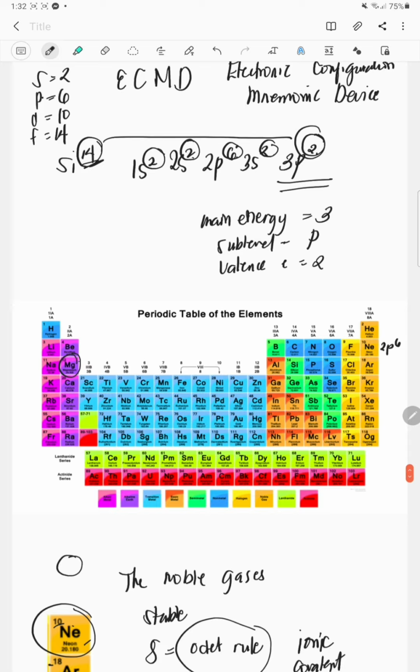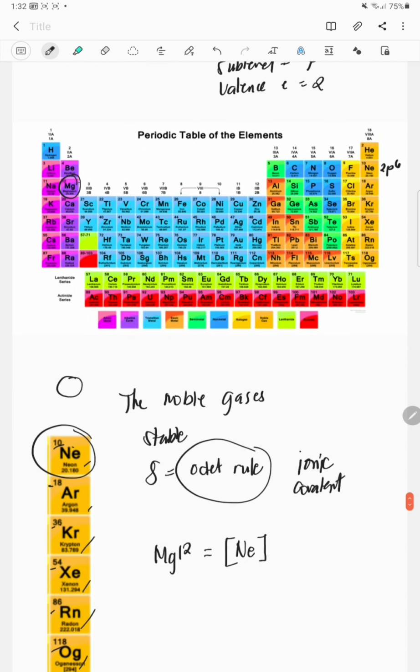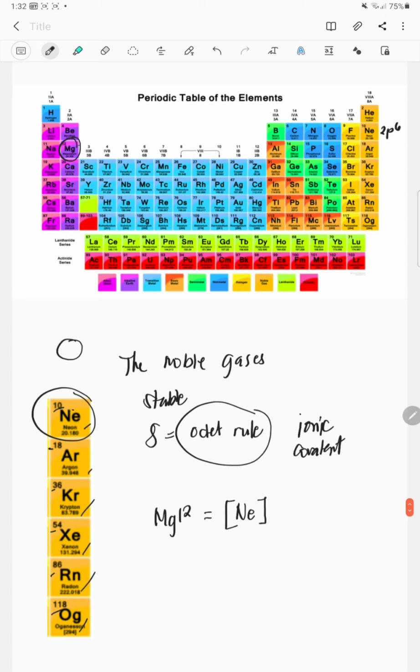So, kung titignan mo dito, 2p6 kasi, balik tayo dito. 1s2. So, 2 na yan. 2s2. 2 na rin. 2p6. So, ilan na? 10 na. So, ilan ang idadagdag mo? 2p6, may 10 na electrons na dito. So, bago mo ma-reach ito.